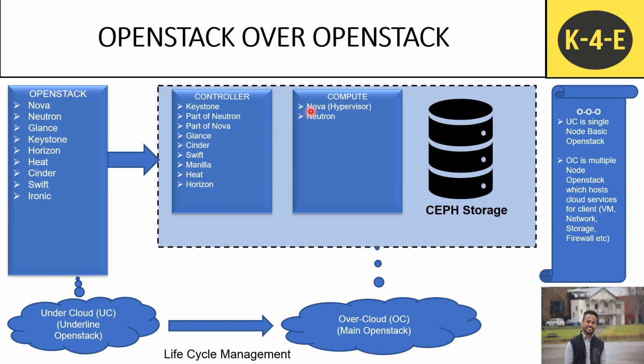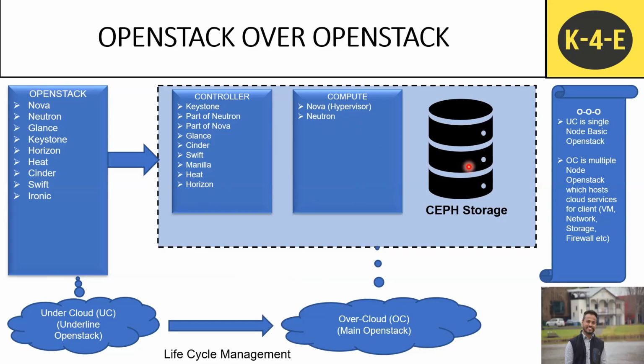The compute host basically has your Nova hypervisor, and it has Neutron. If in your architecture you have a separate networking node, then this Neutron will go to that particular node. But usually we find that in the compute node only we have the Neutron services. So this is the actual Neutron which is going to provide networking to your VMs. These compute hosts are going to actually host your virtual machines.